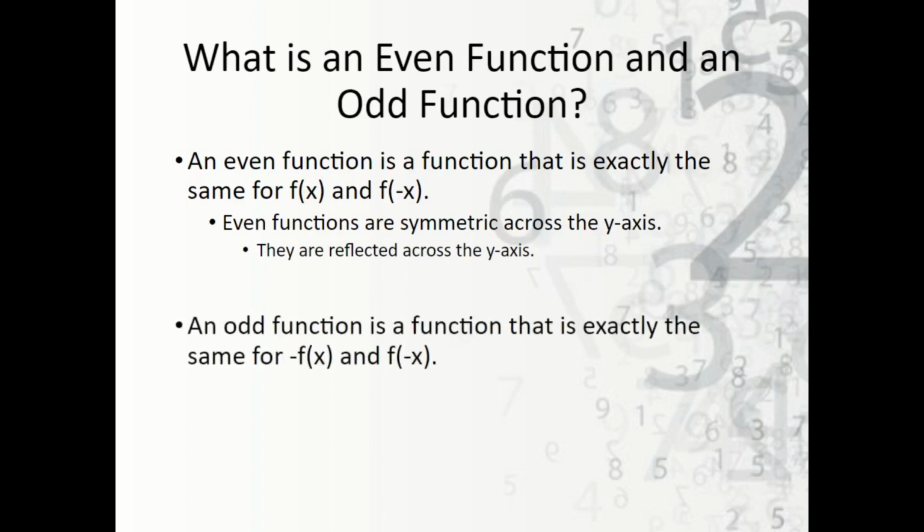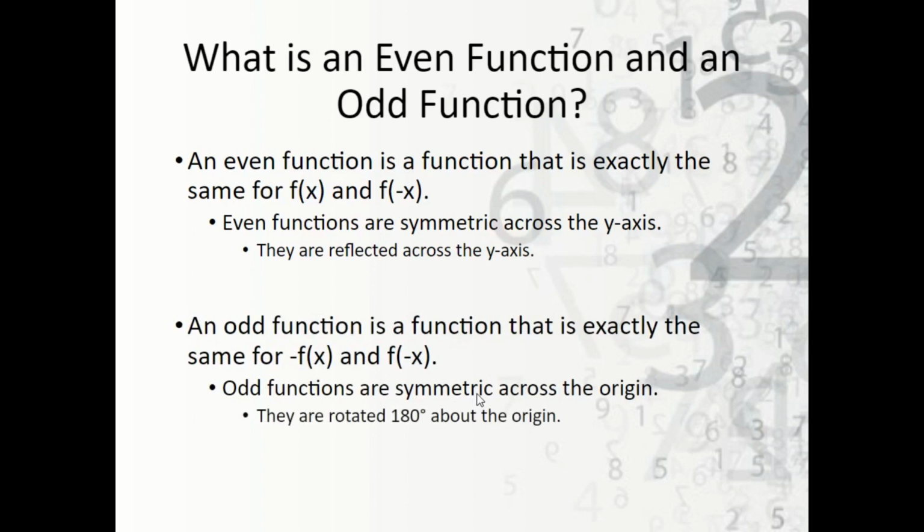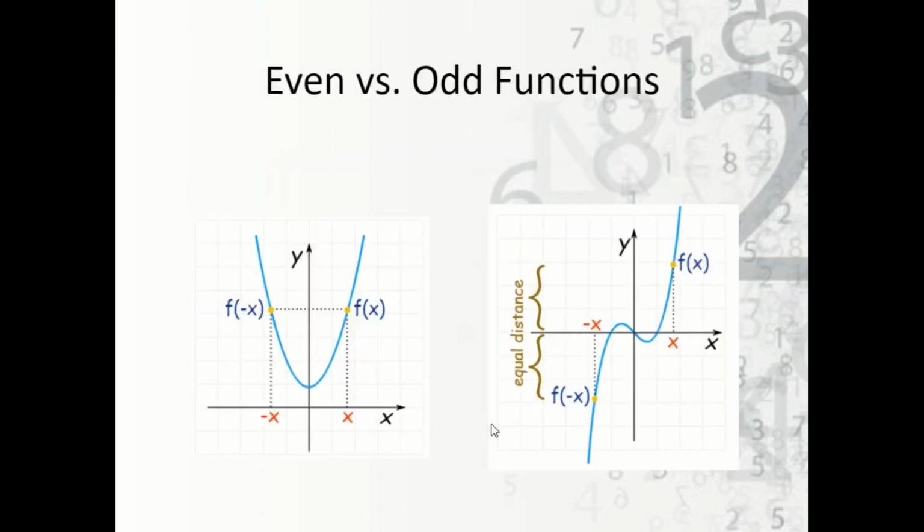Now an odd function is exactly the same for negative f of x and f of negative x. And what this means is they are symmetric across the origin, meaning that they are rotated 180 degrees about the origin. So what does this really look like? Well, I have an even function here, and if I look at just this side of the y-axis, if I were to take that and flip it over, it becomes this part here. So every point, if I reflected it across this axis, it would be directly where it needs to be. So this is an even function.